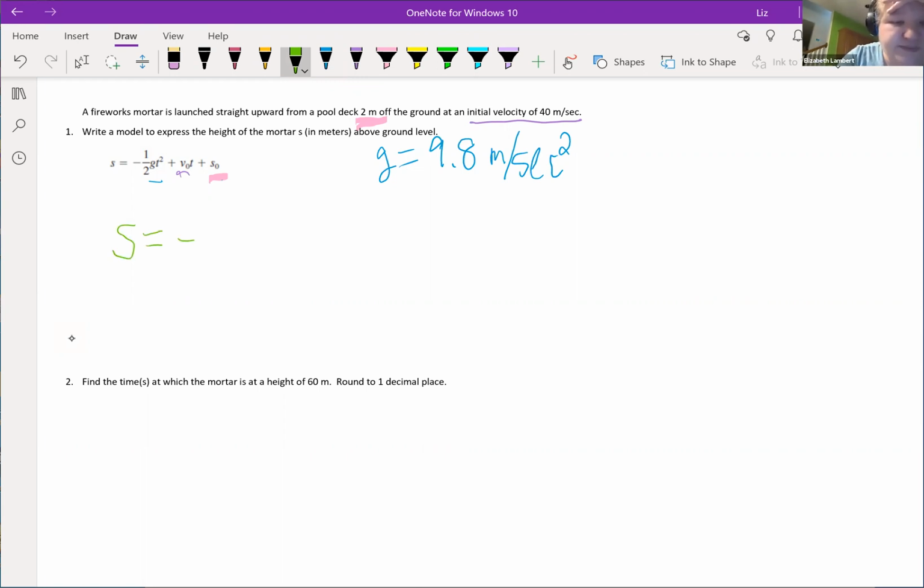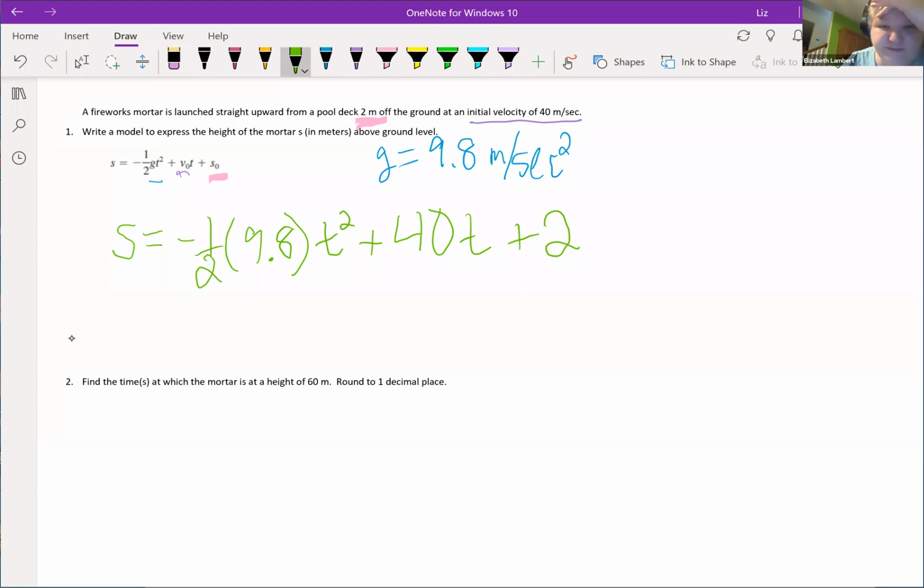S equals negative 1/2 of 9.8 t squared plus the initial velocity, which is 40, times t, plus 2 meters above the ground, where we assume ground level means 0 height, 0 distance. And then I just want to clean it up a little. So negative 1/2 times 9.8 is going to be negative 4.9.